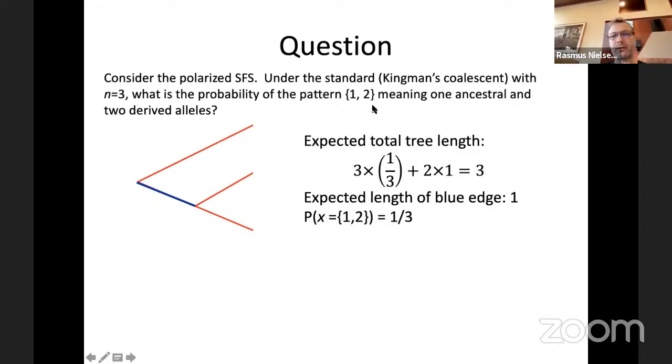And if instead you calculated 2 derived and 1 ancestral, then that would be 2/3. It has to be either one or the other, because you're calculating the probability of a pattern given that a mutation happened in that site. So there's only 2 possible patterns here, the 1-2 pattern or the 2-1 pattern.